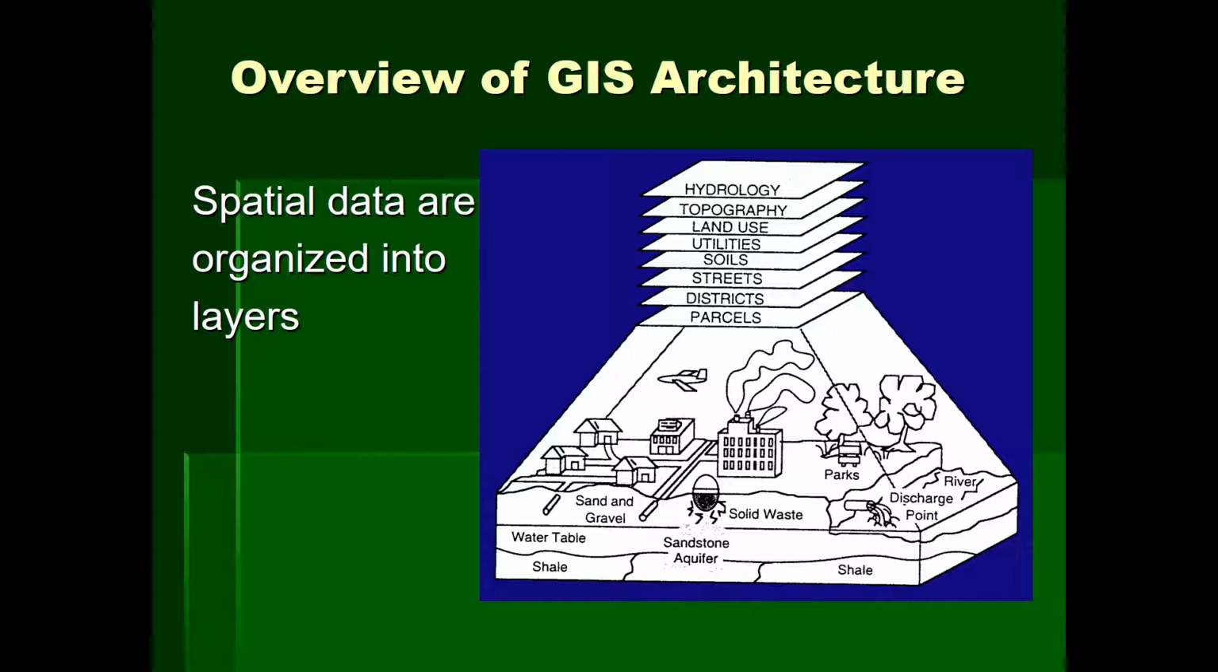We might have a single layer called parcels, a single layer called districts, a single layer called streets. And the streets would have lines that represent roads, and districts would be polygons. I'm using some math terms, lines and polygons, but they're not hard math terms. Okay? You know what those mean, or we should know what those mean.